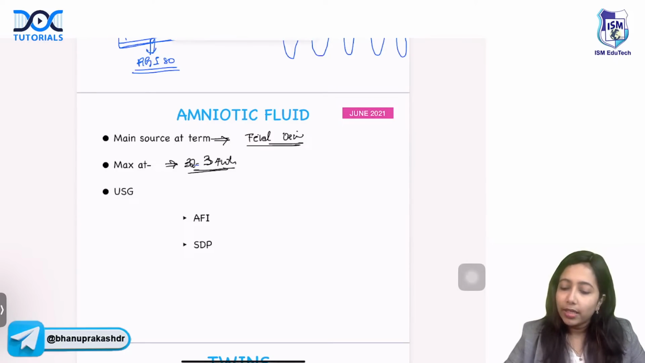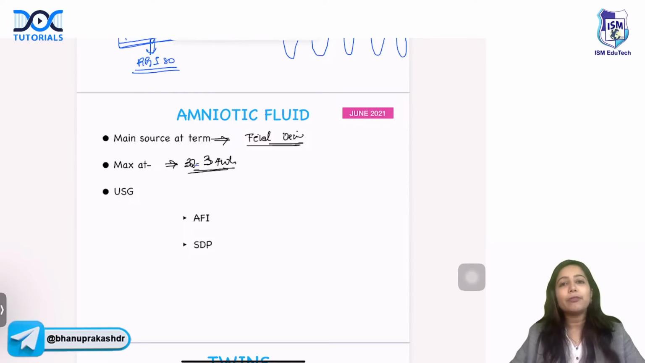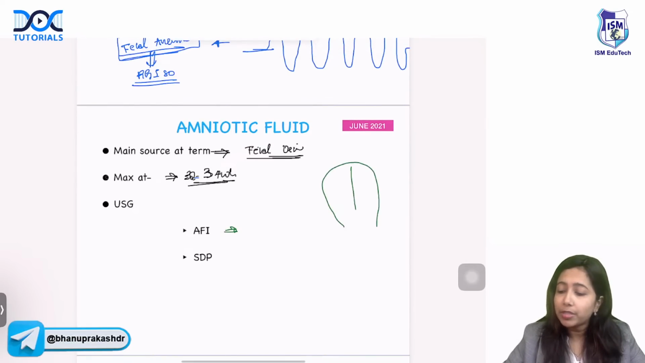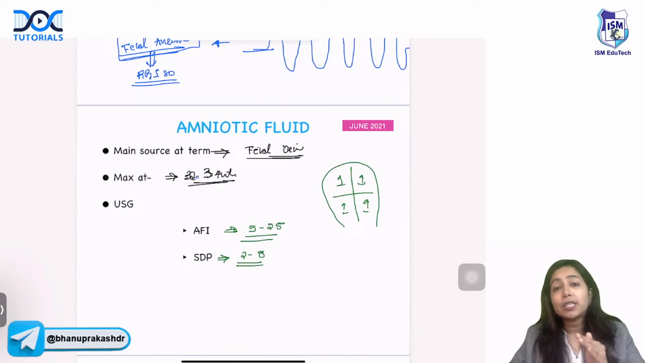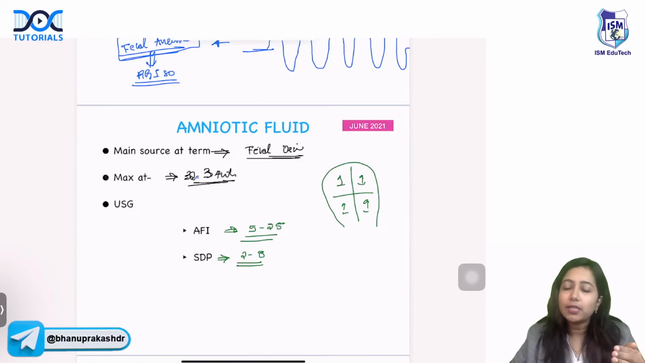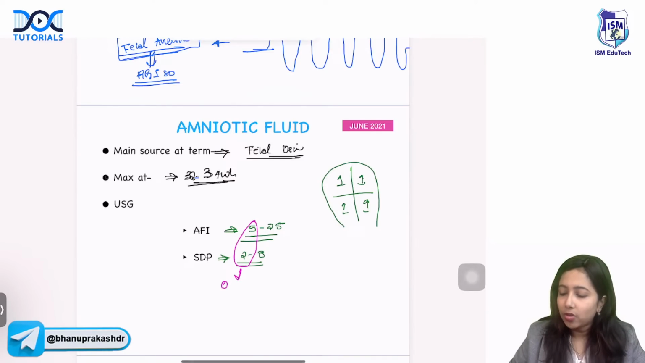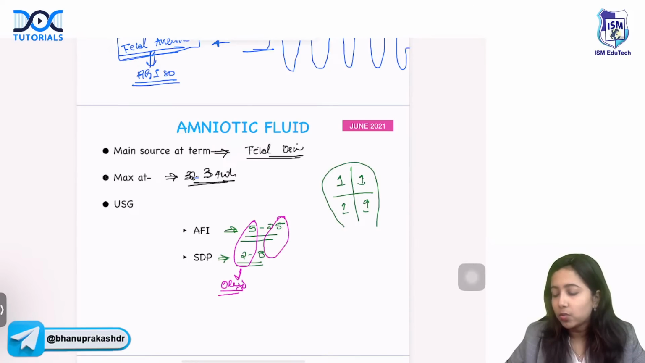So, in case of ultrasound, in the AFI, the amniotic fluid index, you are going to measure all four quadrants. The normal AFI level is between 5 to 25. The normal single deepest pocket levels are between 2 to 8. If the levels are less than this, we'll call it oligohydramnios, and if it is beyond this, we'll call it polyhydramnios.